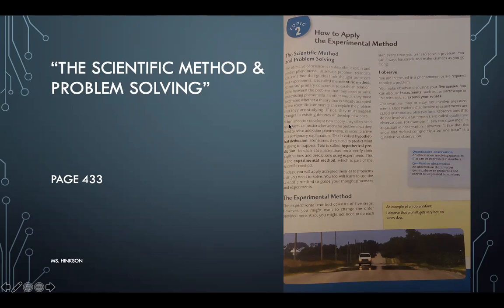So we're over here. When scientists develop a new theory, they often need to deduce connections between the problem that they need to solve and other phenomena in order to arrive at a temporary explanation. This is called hypothetical deduction. Sometimes they need to predict what is going to happen. This is called hypothetical prediction. In each case, scientists must verify their explanations and predictions using experiments. This is called the experimental method, which is part of the scientific method.